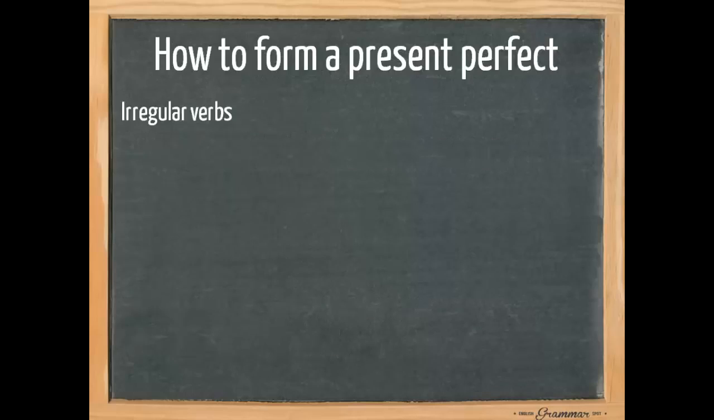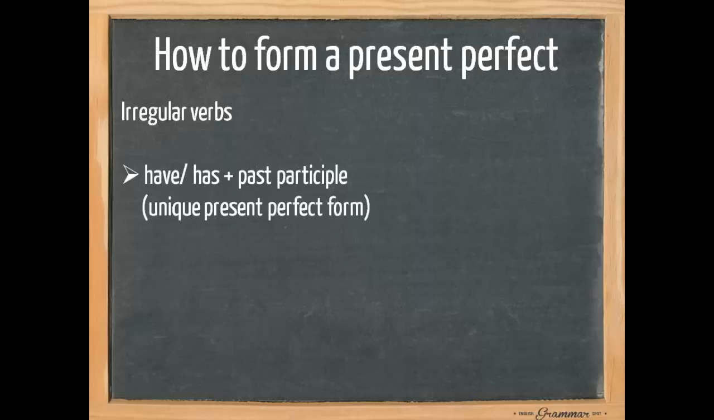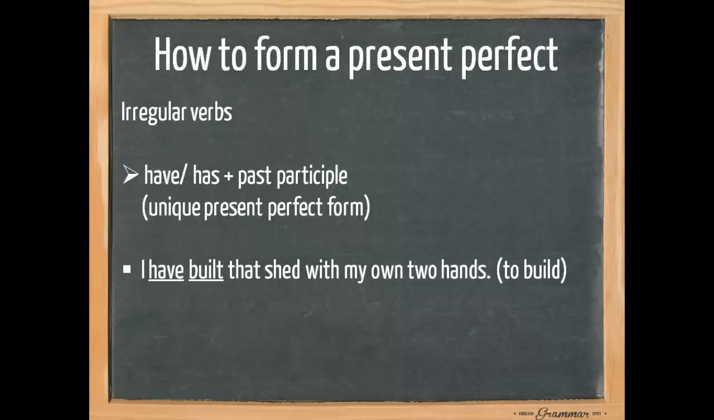Now let's have a look at the irregular verbs. For the irregular verbs, we also use the auxiliary verb to have and the past participle, but for the irregular verbs, the past participle has a unique present perfect form. Take a look at the examples. I've built that shed with my own two hands. The infinitive form of the verb is to build with a D.